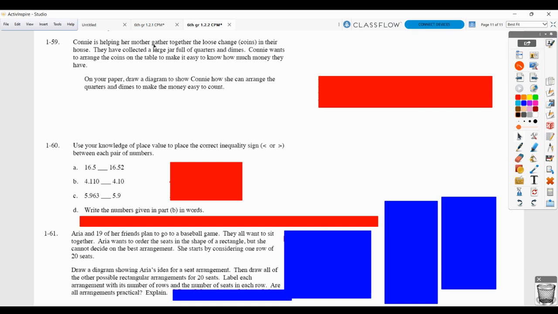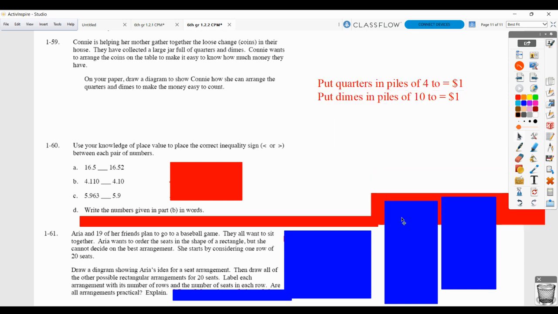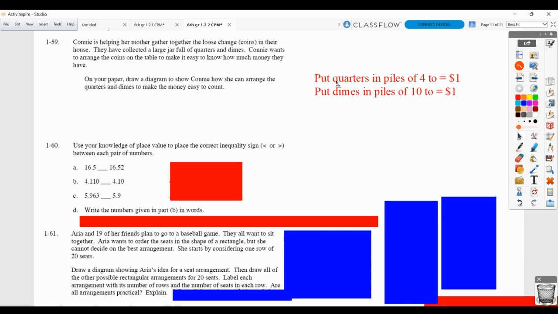Connie is helping her mother gather the loose change or coins in their house. They've collected a large jar full of quarters and dimes. She wants to arrange them on the table to make it easy to know how much money they have. So what I would basically say is that you should be putting your quarters in piles of 4 because, of course, every 4 quarters would equal $1. Put your dimes in piles of 10 because every 10 dimes would equal $1.